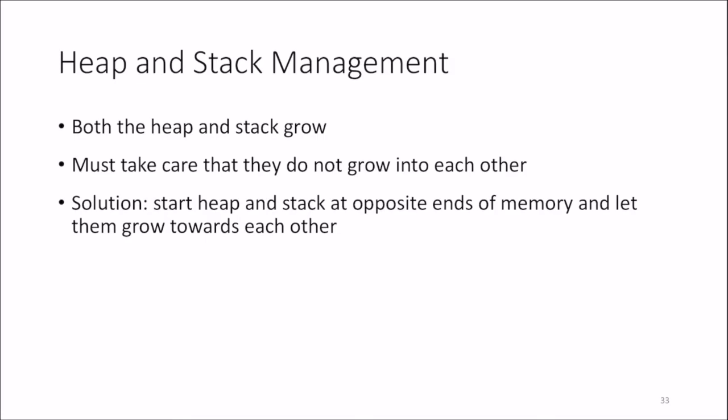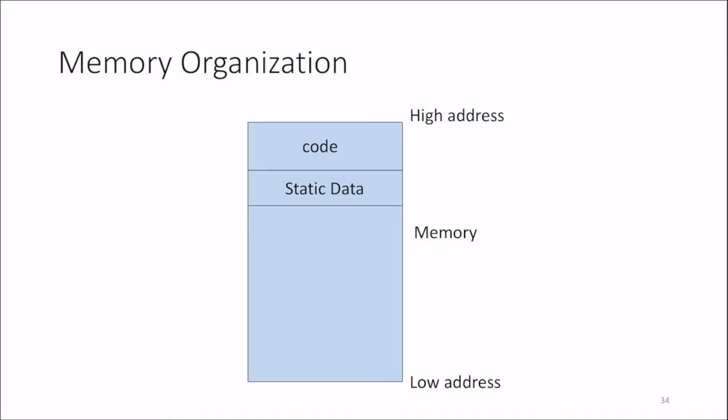So you must take some care to make sure that they are not running into each other. So we need some kind of easy way to organize the memory. And the solution is to start the heap and stack at opposite ends of the memory and let them grow towards each other. So apart from the code and the global variables, the stack, as we saw, is always growing downwards. So we subtract this pointer to allocate more memory to the stack. The heap is growing upwards from the low address to the high address. So the heap pointer here, you add to it to add more memory to the heap. And for the stack, you subtract from it to add more memory to the stack.